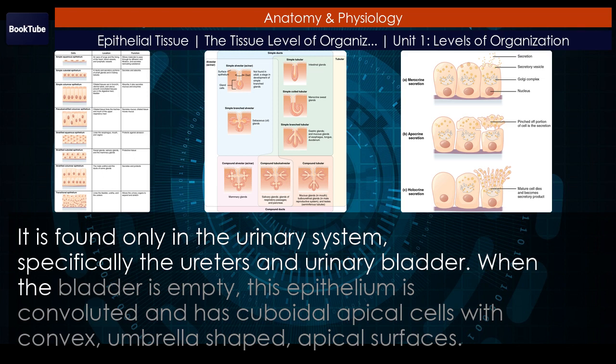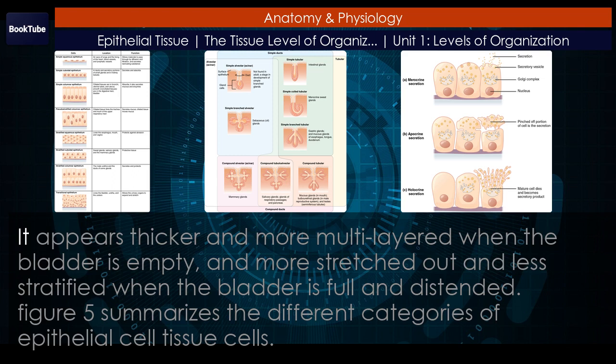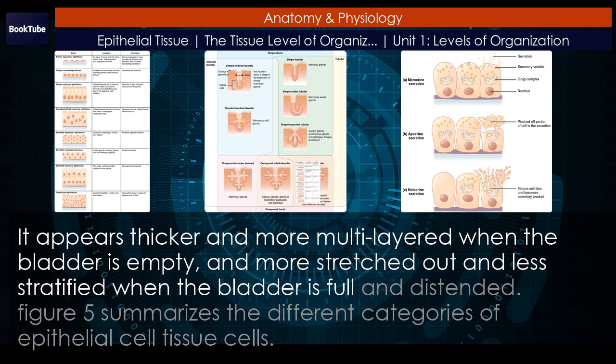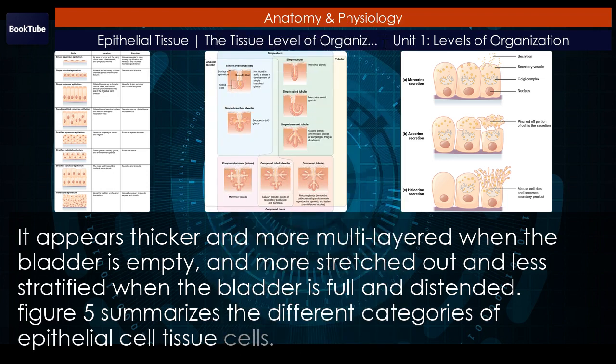When the bladder is empty, this epithelium is convoluted and has cuboidal apical cells with convex, umbrella-shaped apical surfaces. As the bladder fills with urine, this epithelium loses its convolutions and the apical cells transition from cuboidal to squamous. It appears thicker and more multi-layered when the bladder is empty, and more stretched out and less stratified when the bladder is full and distended. Figure 5 summarizes the different categories of epithelial tissue cells.